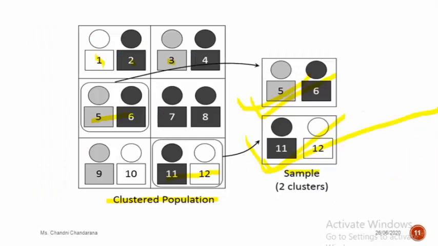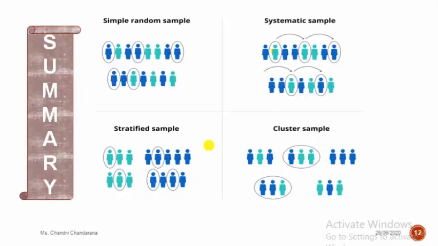Now we have completed the techniques of probability sampling. See, this is the summary of the four techniques which we have seen. It is very clear. This is a simple random sample, where the sample is selected randomly. Then systematic sample: here we are selecting the sample systematically. Then stratified sample: here we are making strata. And cluster sample: these are the clusters.